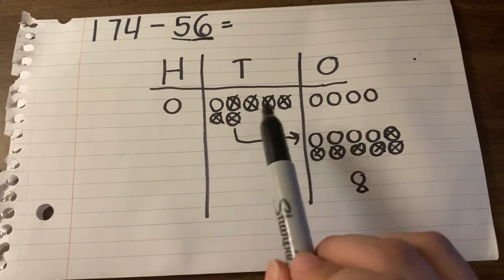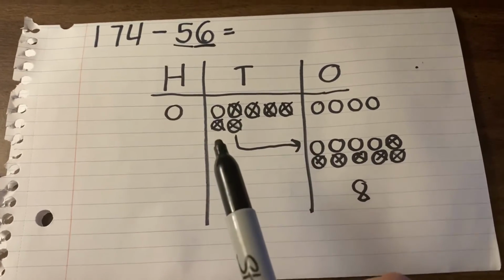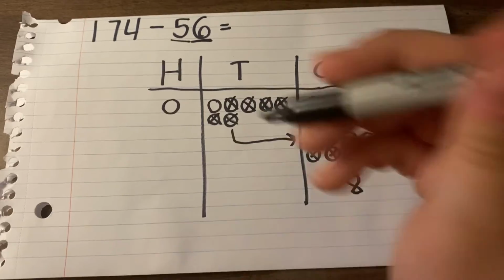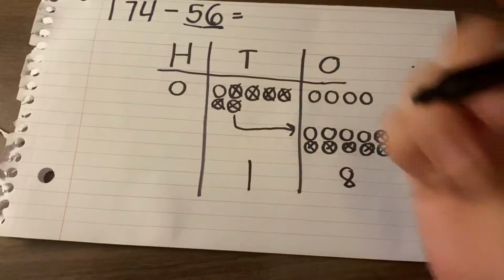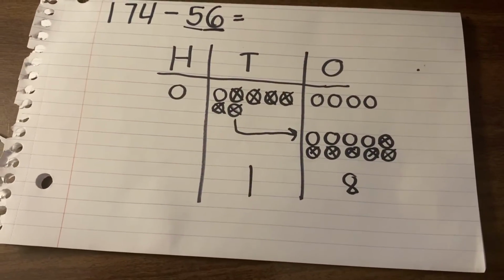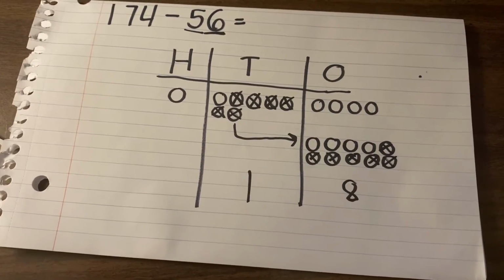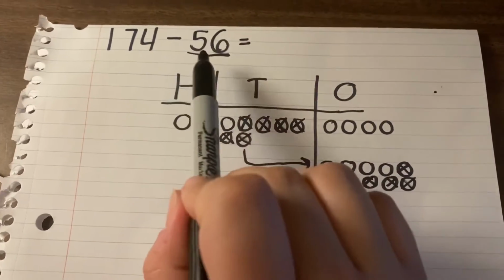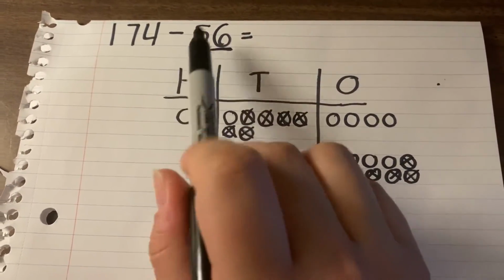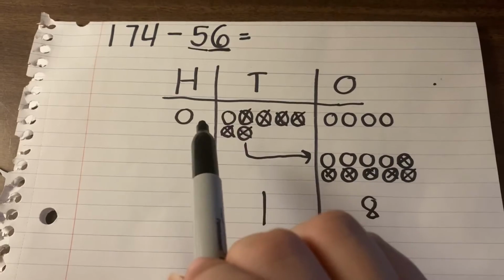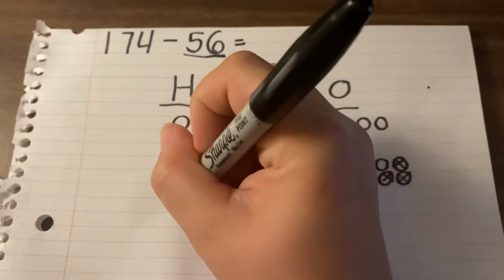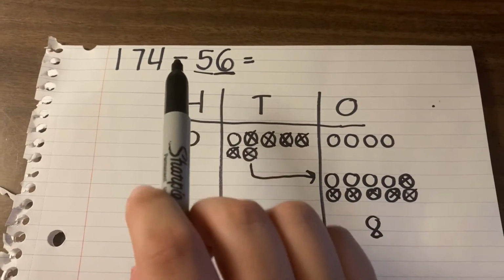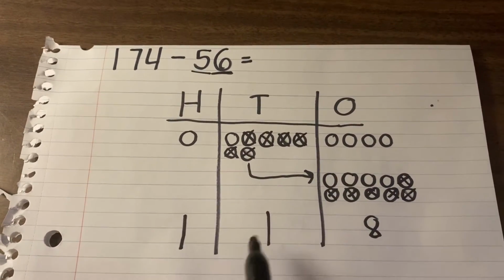So we subtracted our 1, 2, 3, 4, 5 tens. How many tens does that leave us with? 1 ten, yes. All right, and how many hundreds? Are we subtracting any hundreds first? We are not subtracting any 100s. So how many hundreds are left here for us? 1. So the answer to 174 minus 56 is 118.